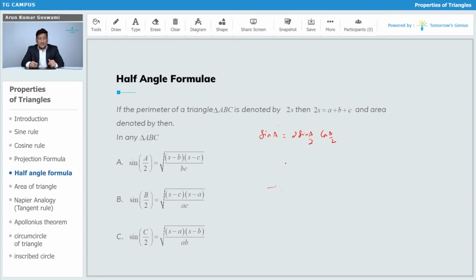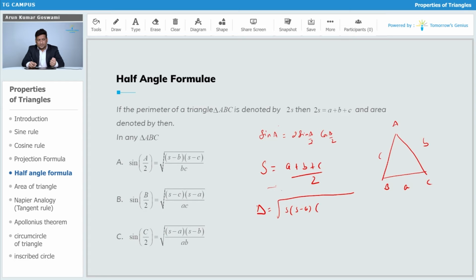So for that triangle, if I draw one triangle first, A B C, the semi perimeter of the triangle is always given by A plus B plus C, by 2. Hope you remember one of the important formulas for the scalene triangle to find the area, that is nothing but delta is equal to under root of S into S minus A, S minus B and S minus C. This is Heron's formula, a very important formula to find the area of the triangle.